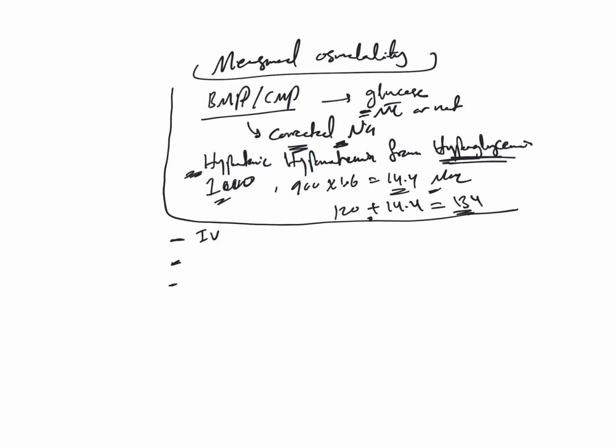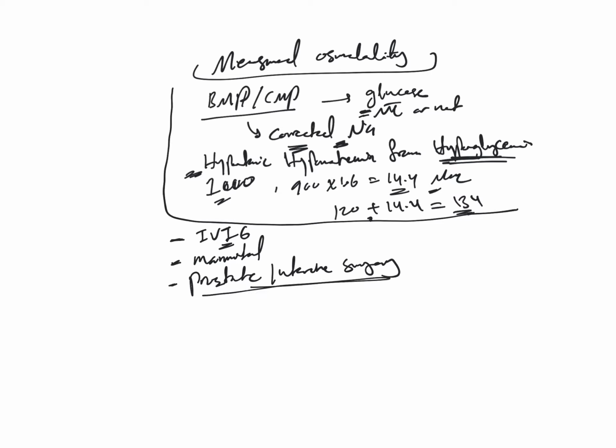Is the patient receiving IVIG? Why? Because IVIG is mixed with mannitol. Is the patient receiving mannitol? Did the patient recently have prostate or uterine surgery? Because they use hypertonic solutions during these surgeries and they can be reabsorbed in the body. So if there is any of these factors and you still think of hypertonic hyponatremia, then there is no escape. We have to check measured osmolality to get a better idea.